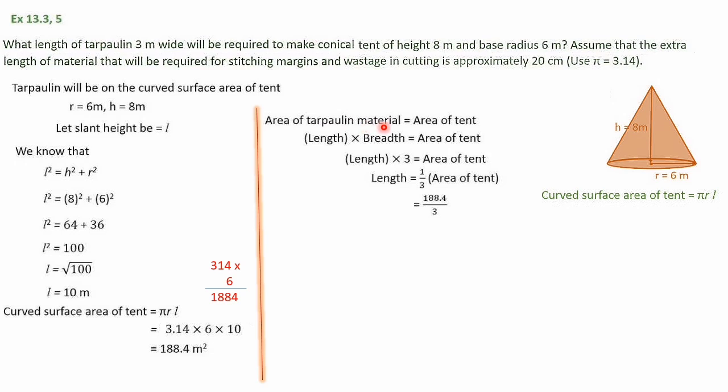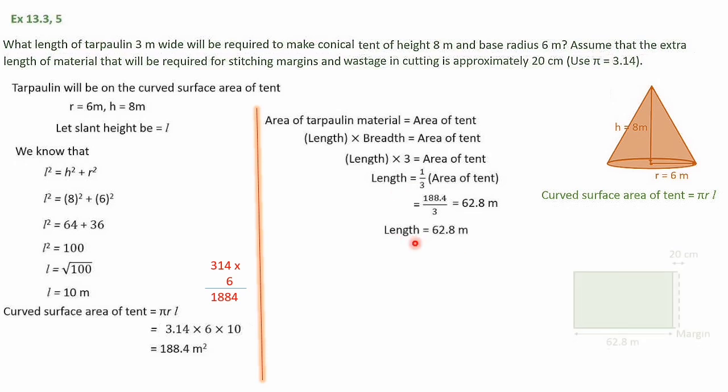So area of tarpaulin means tarpaulin is in the shape of a rectangle. So length into breadth is the area, and the area of the tent we have already calculated, 188.4 meter square. So just substitute the breadth because we need the length. Length is equal to 188.4 divided by 3. When you divide, you will get 62.8 meter. Normal division, mental calculation is enough to divide this one. 62.8 meter is the length of the tarpaulin.